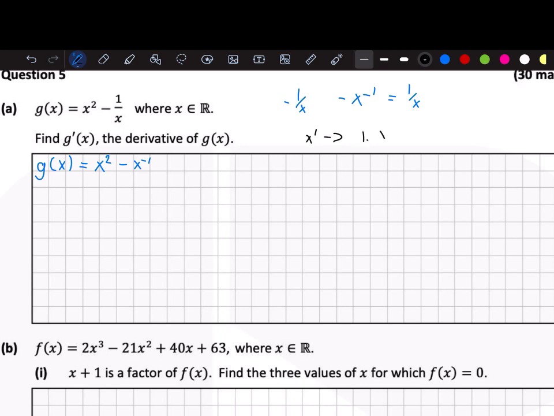Because in that case we'd have 1 times x to the 0. Anything to the power of 0 is equal to 1. So therefore that would just be equal to 1. So we can just find g prime of x straight away, and that's going to be equal to 2x minus, and then we bring the minus 1 to the front, so that changes to a plus, and then we have x to the negative 2. And then if you want, you can rewrite this again as 2x plus 1 over x squared.